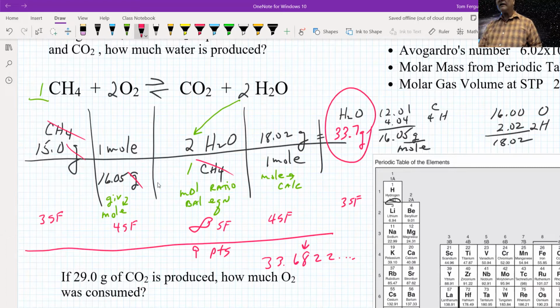Okay, so to get the last point, you need to have the correct number of sig figs, the correct unit, and obviously the correct number. Now that is a very, very typical stoichiometry problem.